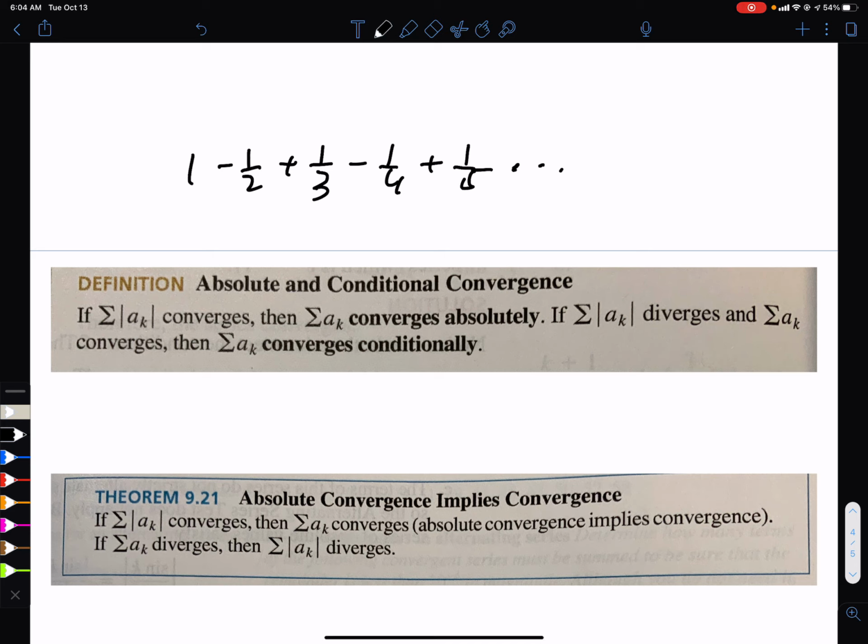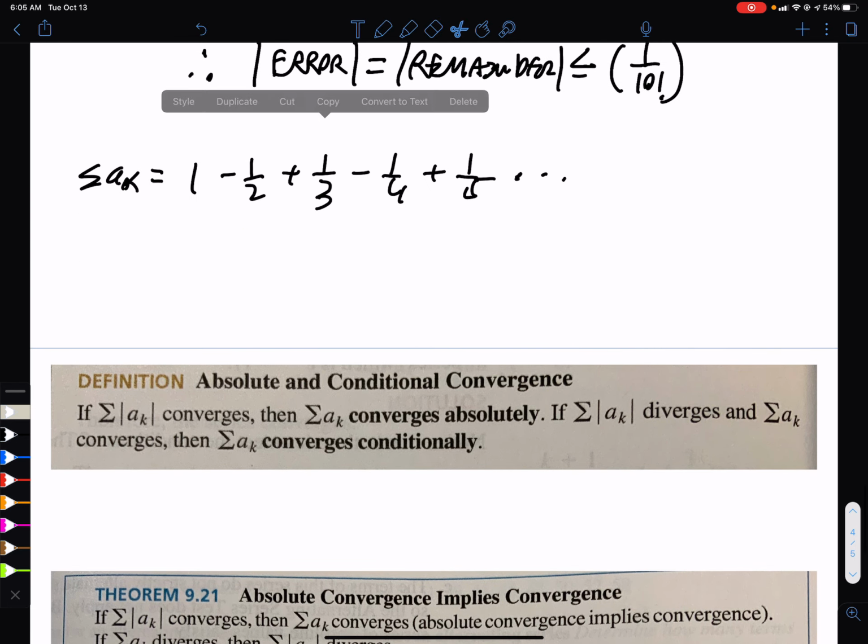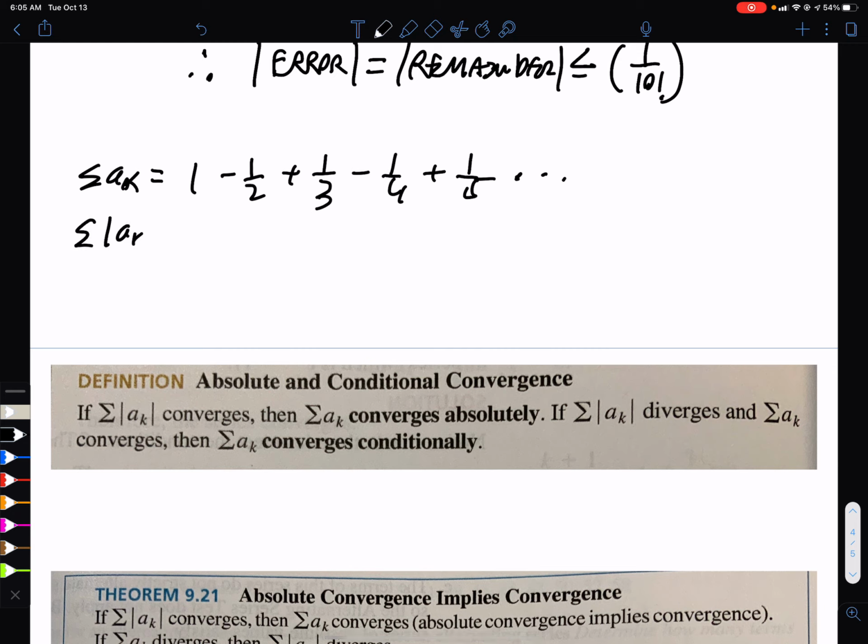Okay, this is an alternating harmonic series. Now, let's look at this. A sub k, that's our series, and I'm going to move it up a little bit. What if we had this? What if we absolute valued a sub k? What would that look like? Well, then you would add them all. Because you're absolute valuing them, you no longer alternate.